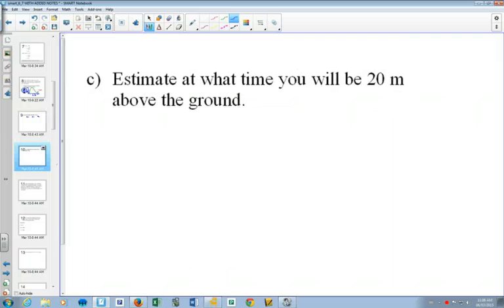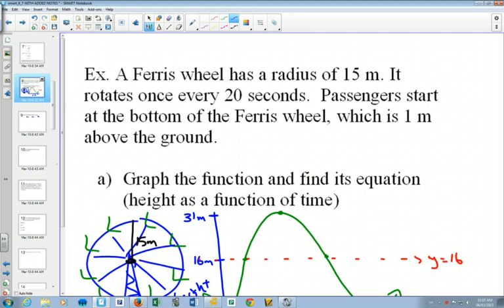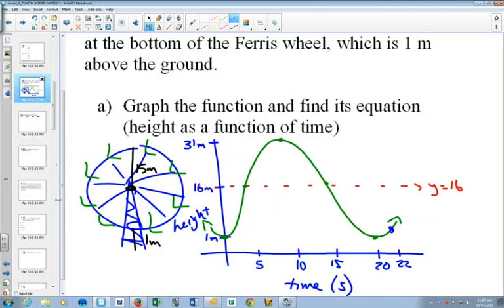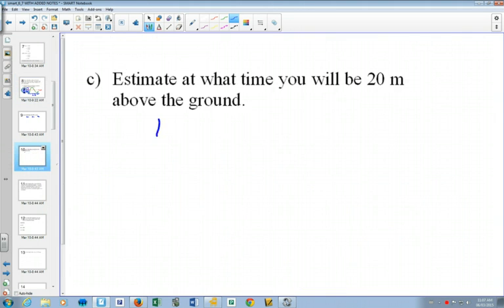Okay? And then C, estimate at what time, or what times if you want to, you'll be at 20. So 20 meters would be about there, maybe. So we'd be there and there. What times do you think that could be? 19 seconds. And 6 seconds? Sure. Again, we're going to find out what these answers are in a bit.